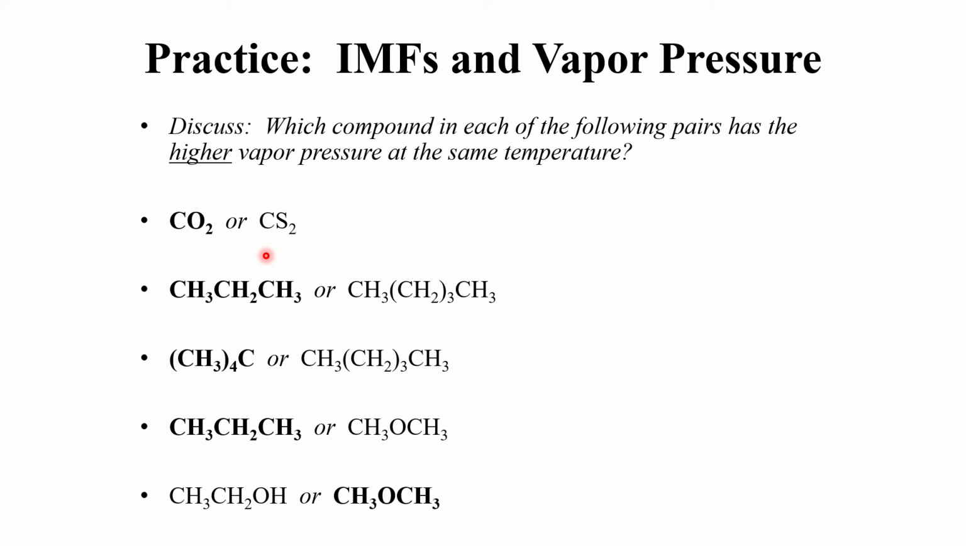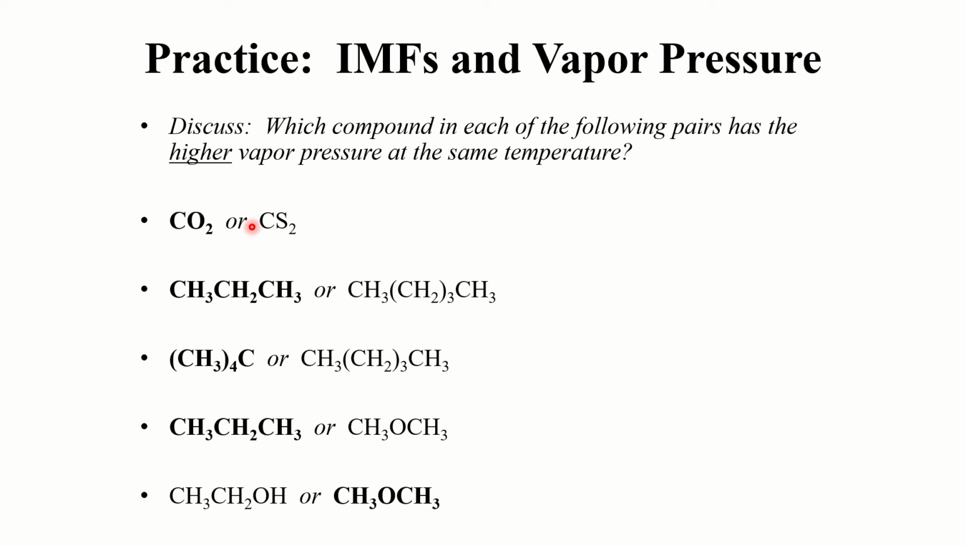So starting with CO2 versus CS2, if you draw these two molecules out, you'll find they have basically the exact same Lewis structures. Carbon in the center, double bonded to oxygen or sulfur atoms on the outside. They both have the same linear geometry, and so they are both non-polar. Both of these molecules are non-polar. They both would exhibit dispersion forces only.